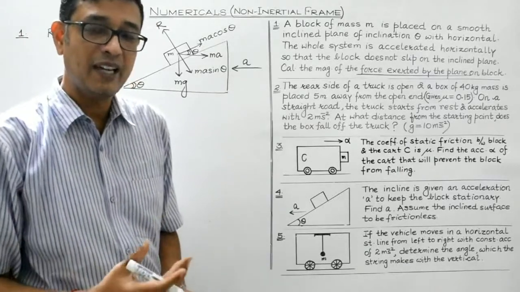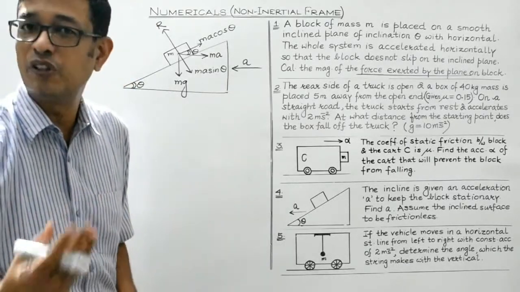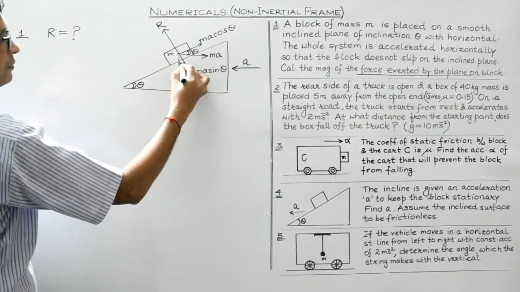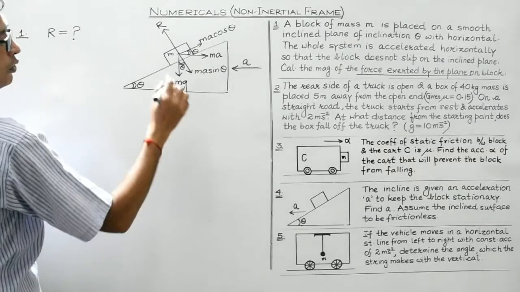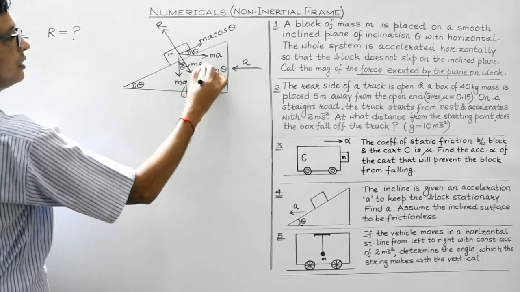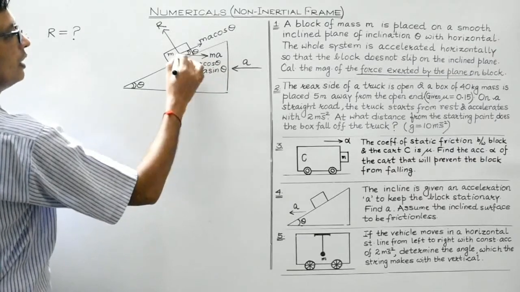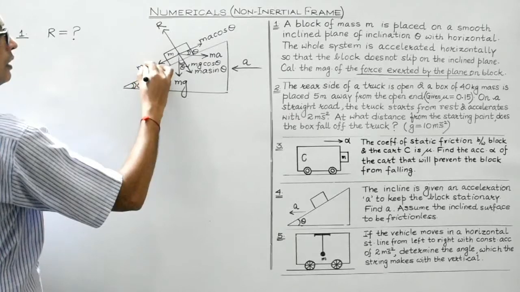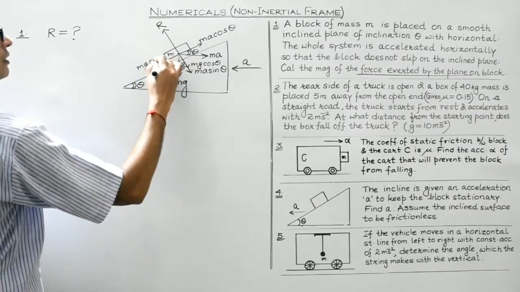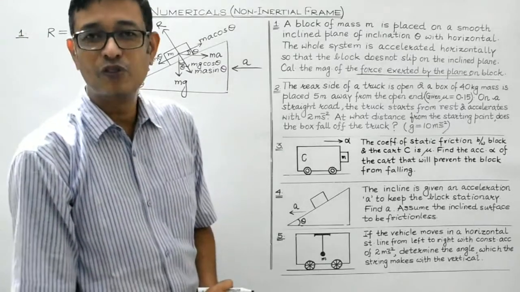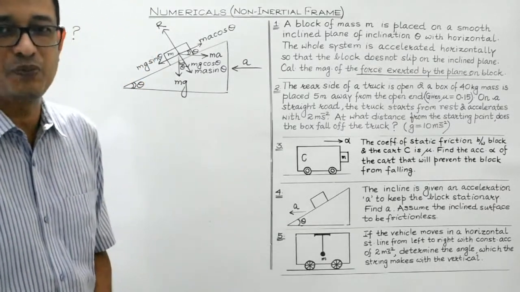Similarly, the weight mg of the block can also be resolved into two perpendicular components, right? So this angle is also theta. So this component would be mg cos theta, and this component would be equal to mg sin theta. Now this is the complete diagram along with all the forces acting on this block, right?